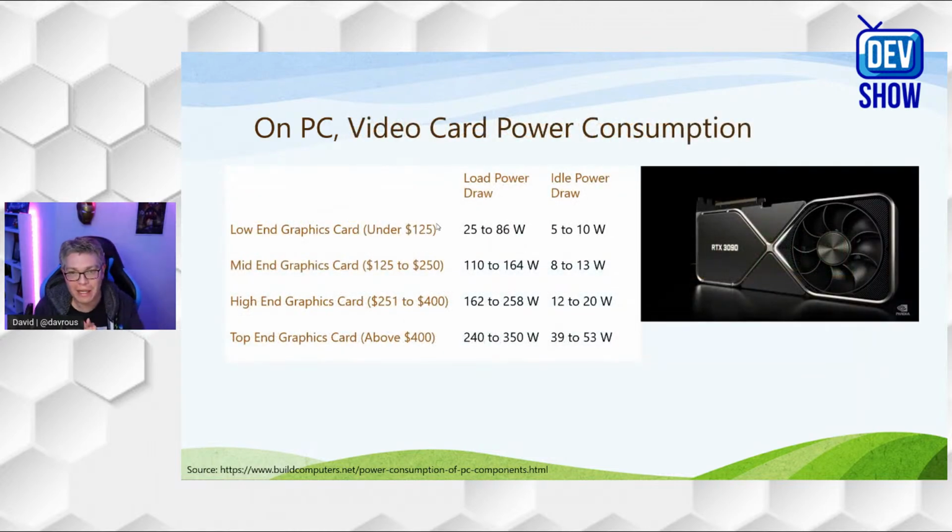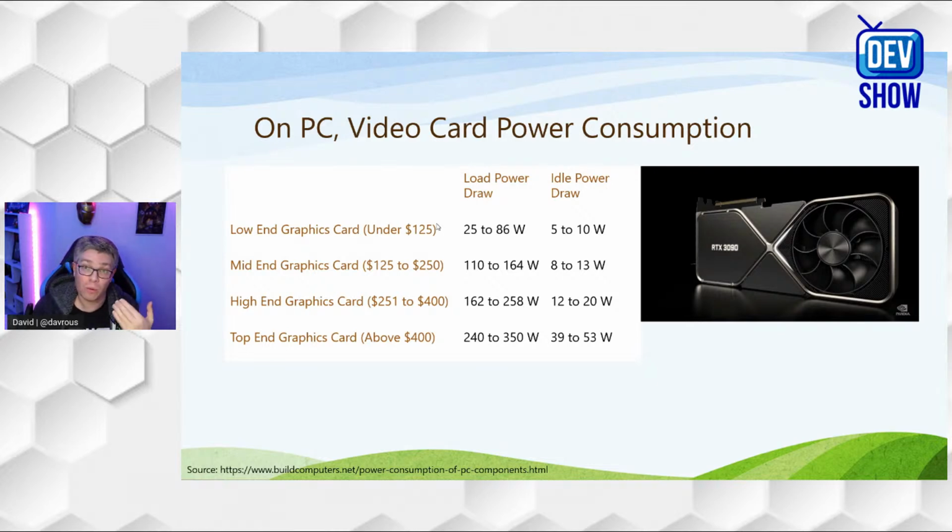Well, one of the bad guys is the GPU for sure. If you have an integrated GPU, the energy being spent could be very, very low. If you have a low-end graphics card, it will be between 25 and 86 watts. But if you look at the picture on the right, the RTX 3090, this beast could consume up to 350 watts, meaning that when you play a video game in 4K with ray tracing and all the stuff enabled, you're going to consume a lot of energy.